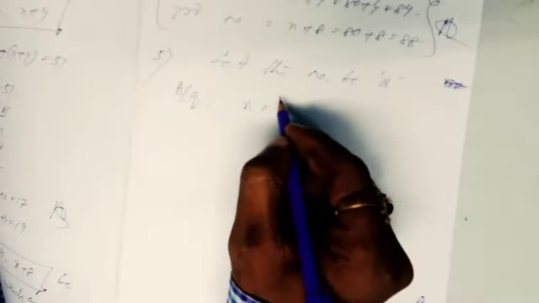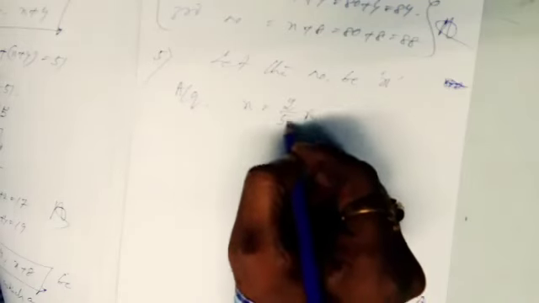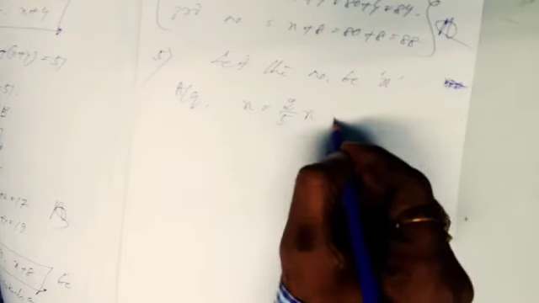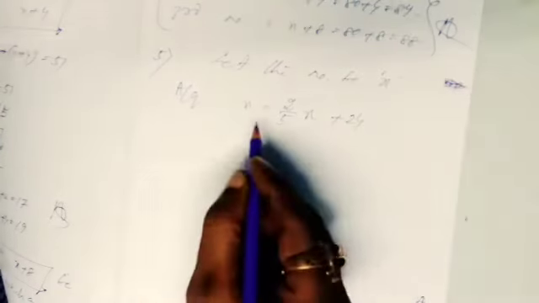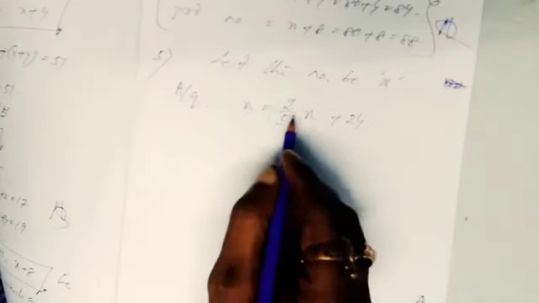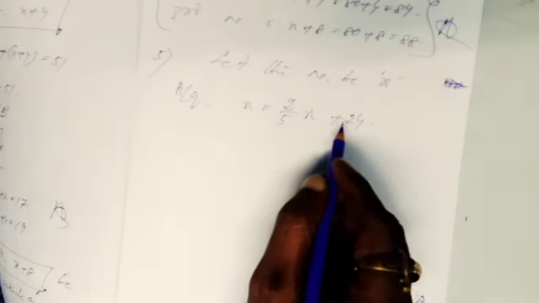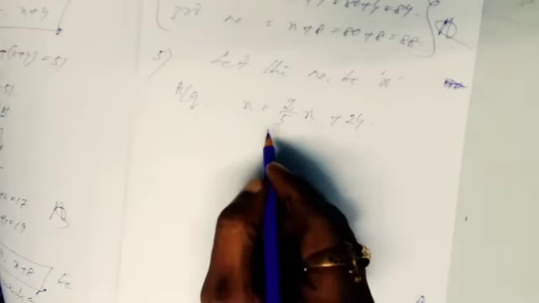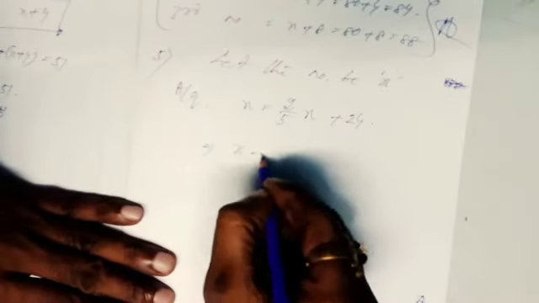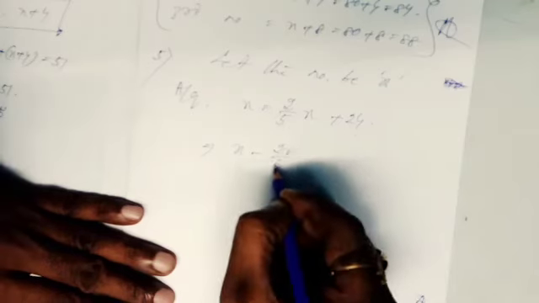2/5 means 2 by 5. 2 by 5 of x plus 24. Yes or no? According to the question, the number is equal to 2/5 of the number plus 24. Because find a number which is 24 more than its 2/5. 2/5 is 2 by 5 of the number. So in this way, x minus 2x by 5 is equal to 24.